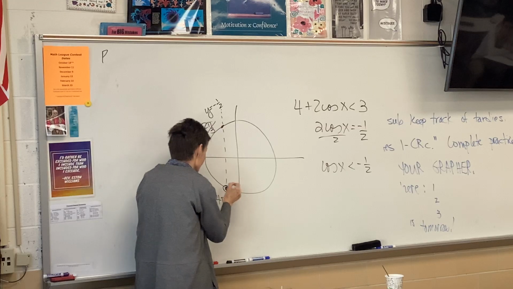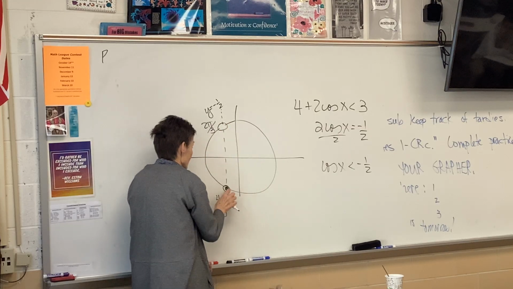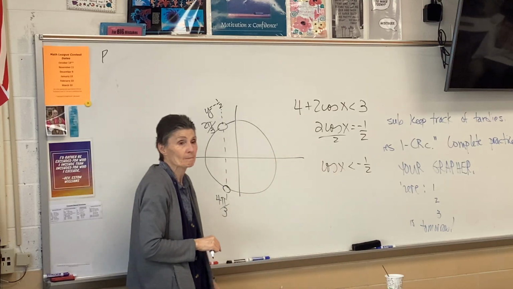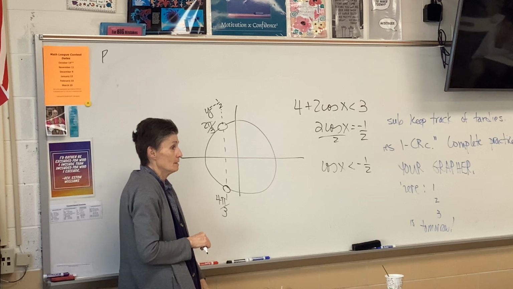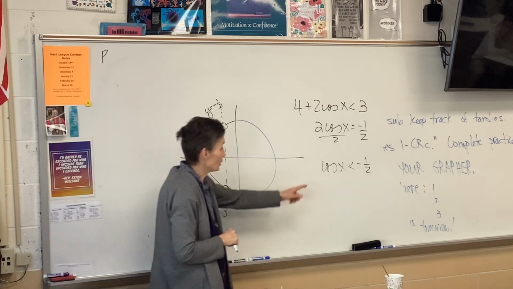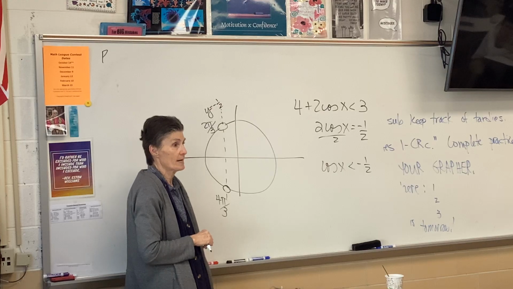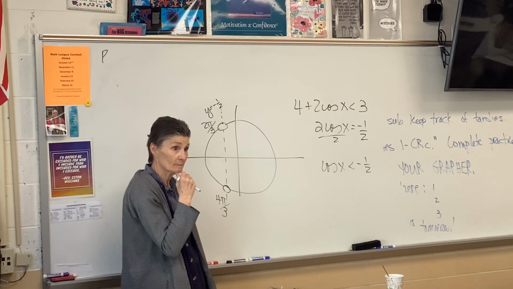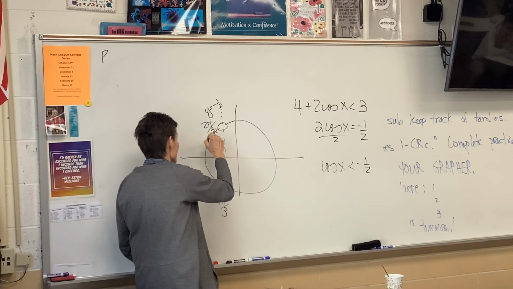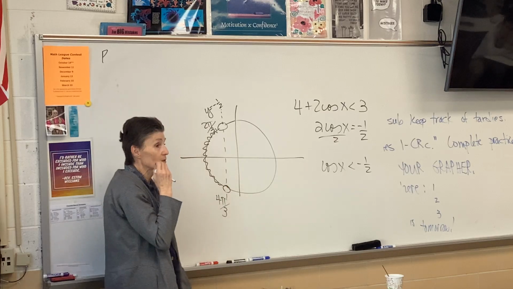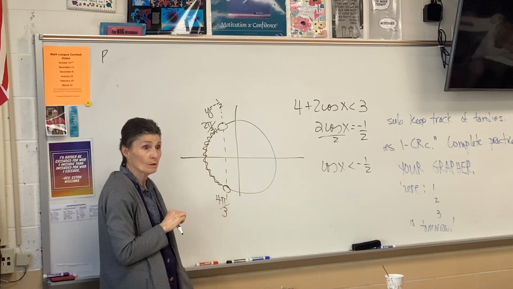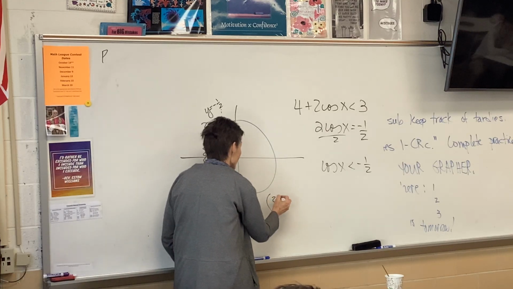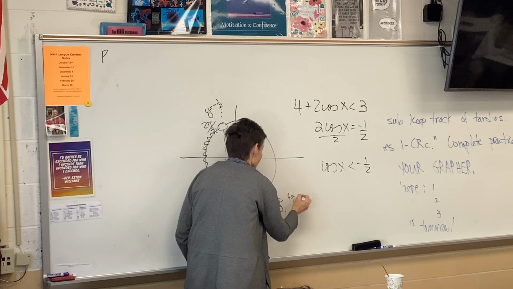Now technically, I think these are supposed to be open dots, just because we do not have an "or equal to" in the problem. Now where am I shading? I want the cosine to be less than -1/2. So that would be left, wouldn't it? So I'm going to shade the part of the unit circle that is left. And therefore, what is my answer? The interval from 2 pi over 3 to 4 pi over 3.